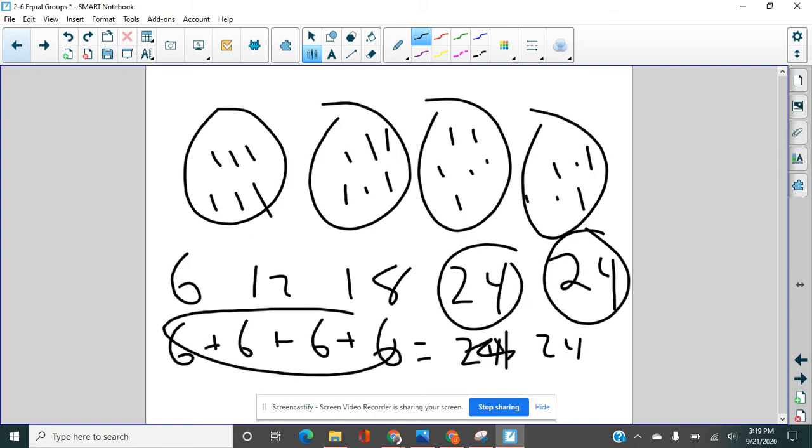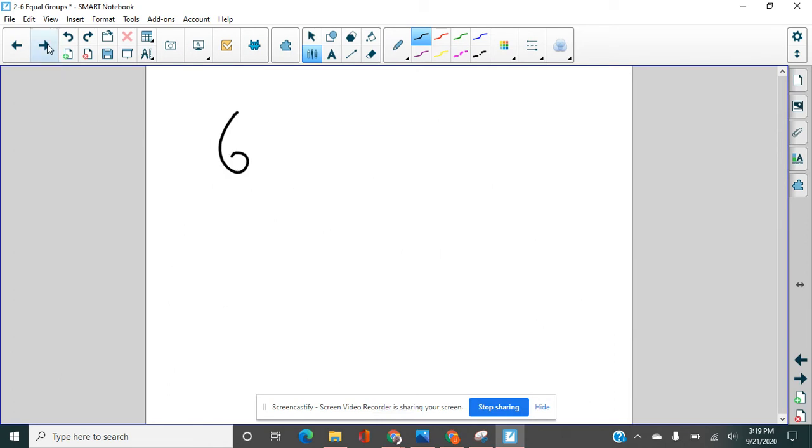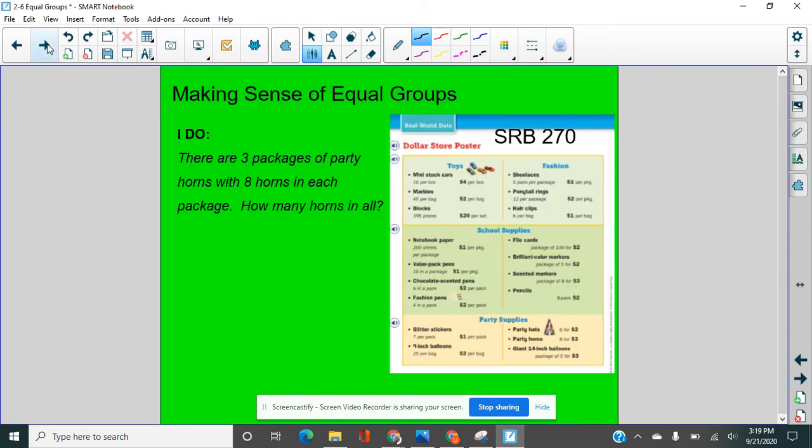So our goal here is to try to move beyond the pictures. Now, if you need the pictures, you may do the pictures, but we're going to look at trying to find some more efficient ways to do these problems. So look at the I do here. I'm going to show you this.